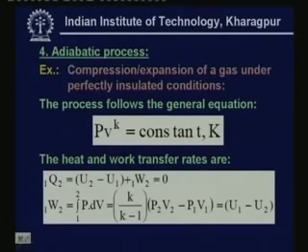All adiabatic processes follow the general equation PV^K = constant. Here P is the absolute pressure and V is the volume, and K is known as the coefficient of adiabatic compression or adiabatic expansion.